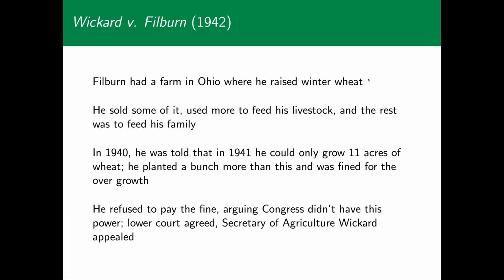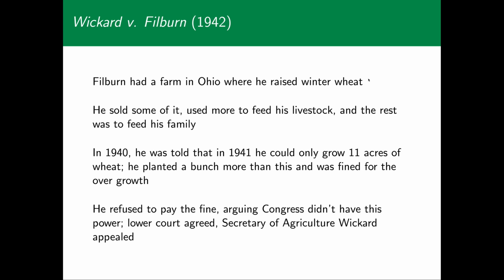Roscoe Filburn had a family farm. He raised winter wheat there. He sold some of it. He used some of it to feed his livestock, and the rest he was feeding his family. You know, this is a pre-Atkins diet world. So in 1940, he was told by the Secretary of Agriculture that in the next year, he was only allowed to grow 11 acres. He planted more than that, and he ended up being fined for the 12th, 13th, whatever, anything beyond 11 acres. And he said, I'm not going to pay this fine because Congress isn't allowed to tell me how much wheat I can grow.